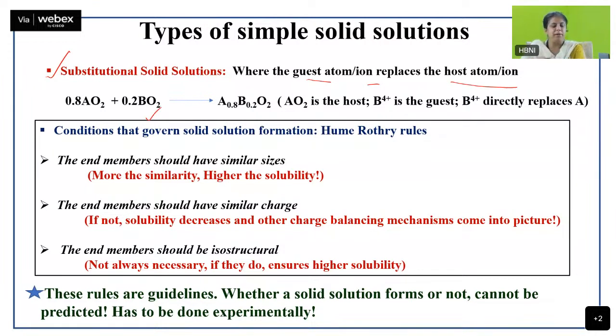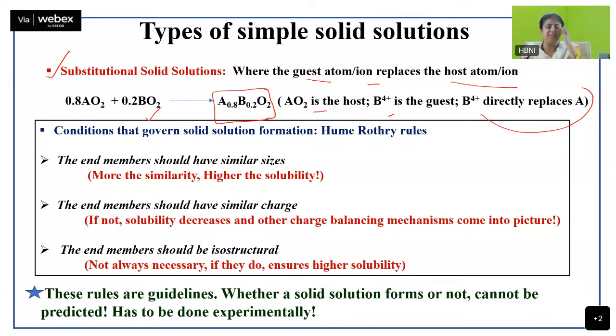This is one such example. Suppose you take 80% of AO2 and 20% of BO2. Effectively, it means that you took AO2 and in your material, you put 20% of B, because both of them are O2. That is going to be the same. And you get something like this, if at all. This is your substitutional solid solution, because it has done nothing else to your material. No vacancy, nothing. A and B were similar charge and you got this solid solution. I call AO2 the host, I call BO2 the guest. B4+ directly replaces A in substitutional solid solution.